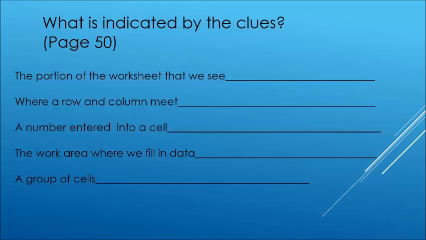Dear students, an exercise is given to us on page number 50. What is indicated by the clues? First one is the portion of the worksheet that we see. It is called window. You will write window in the space that has been given to you. Where a row and column meet, the place is called cell. You will write cell in the blank. A number entered into a cell is a value. You will write value on the blank space. The work area where we fill in data is called worksheet. A group of cells is called range. You will fill the blanks given on page 50 accordingly.